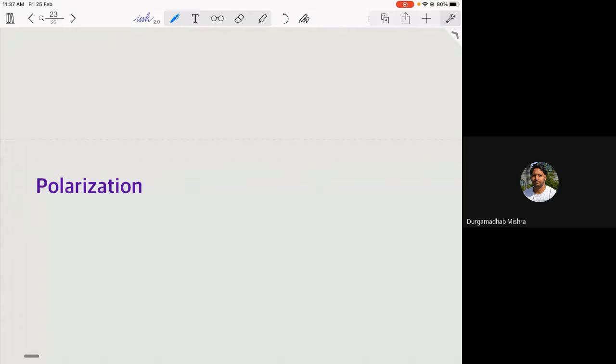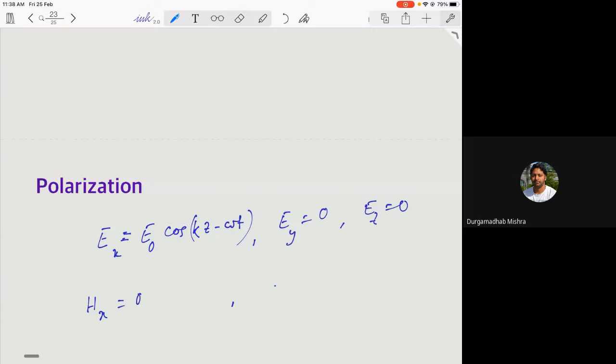So for example, if I have an electric field, which I'm writing like this: the oscillation of the electric field is along the X axis. So I will write the wave like this. Ey is 0, Ez is equal to 0, and in that case Hx will be 0, Hy will be H0 cosine (kz minus omega t), and Hz will be equal to 0.